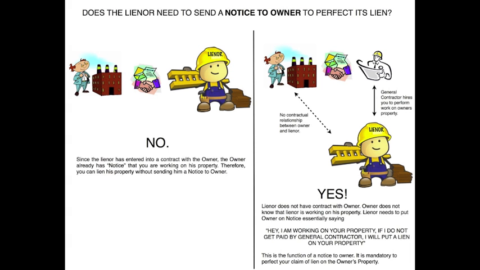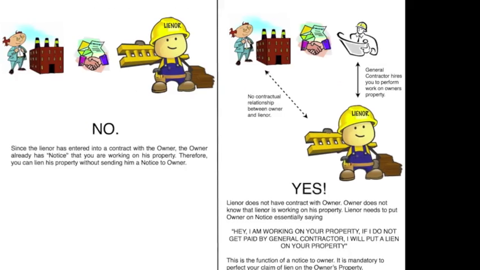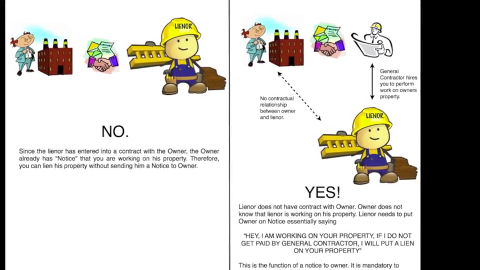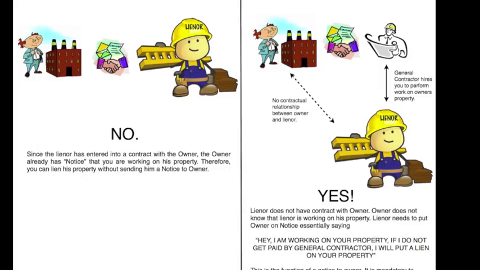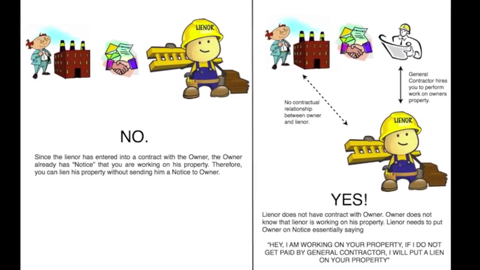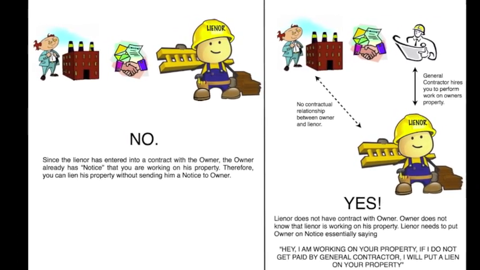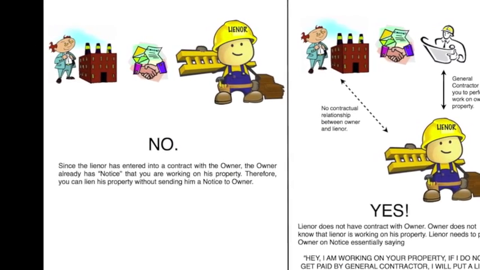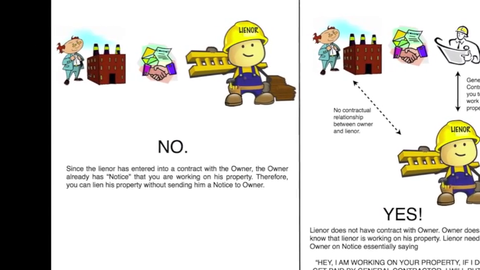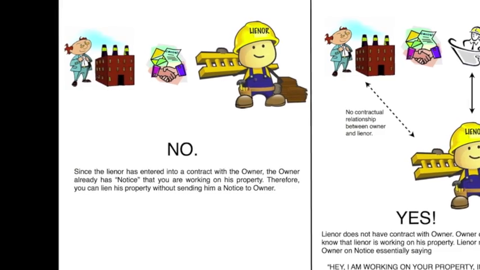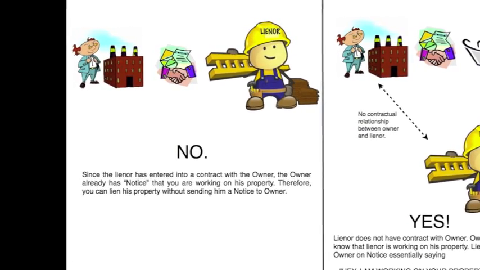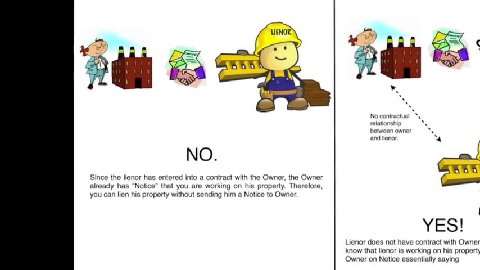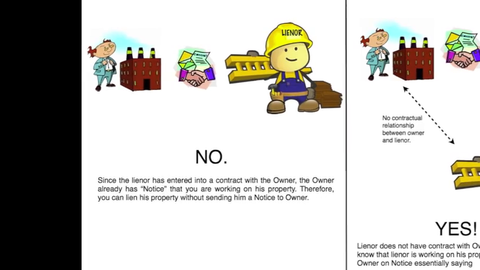Let me illustrate. If you look at the left-hand side of the graphic, it's demonstrating a situation where the owner has a direct contract with the lienor. In such case, since the lienor has entered into a contract with the owner directly, the owner is presumed to have notice that the lienor, that you, are working on the property. Therefore, you can lien his property without sending him a notice to owner. In fact, in this case, a notice to owner is not required to perfect your lien rights.